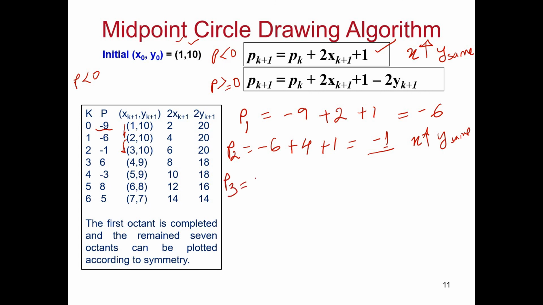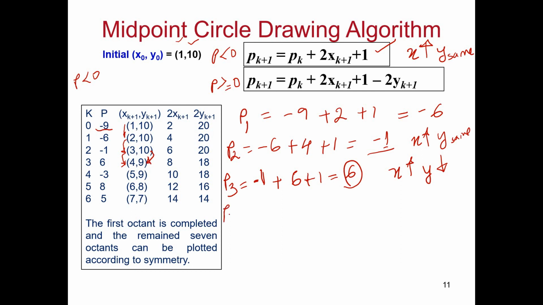Now let us see p3. p3 is equal to the previous decision parameter pk, which is minus 1, plus 2xk plus 1, which is 6 plus 1. We will get 6. Now it is positive. So what we do if it is positive: x is incremented, y is decremented by 1. Alright. So x is incremented from 3 to 4, and y is decremented from 10 to 9.